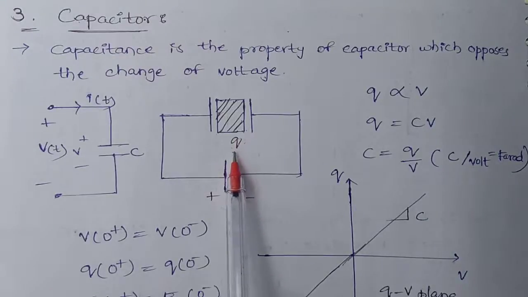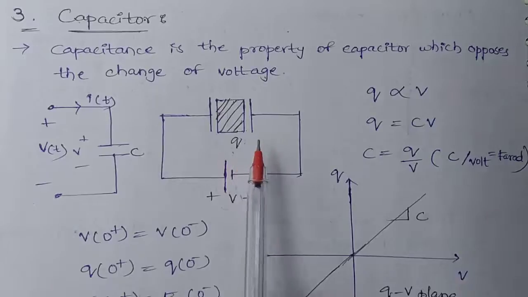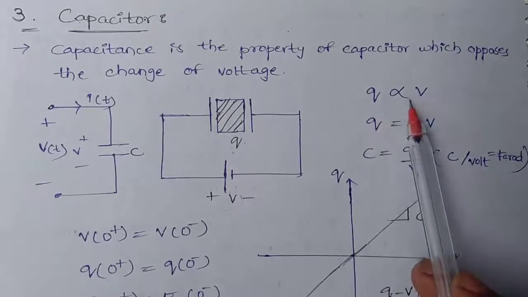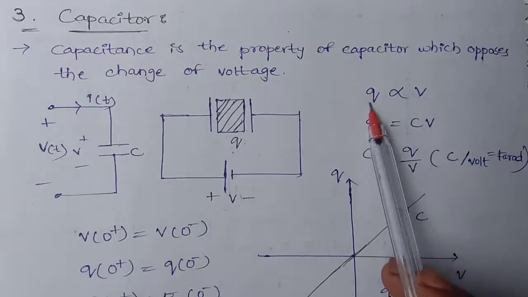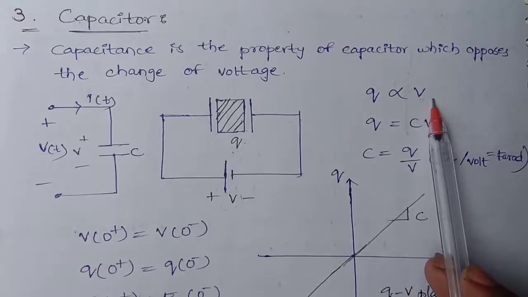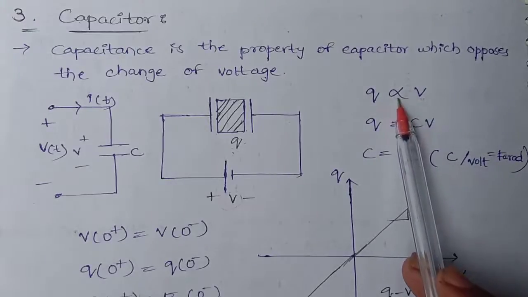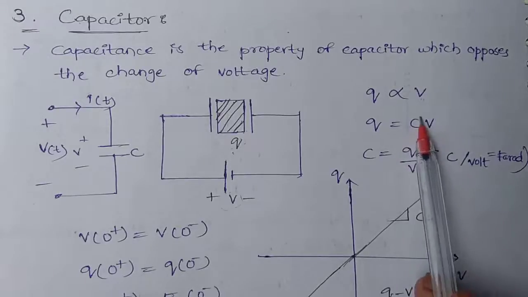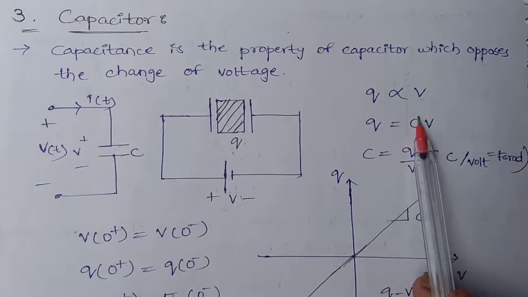That means the greater the charge is, the greater the voltage. That means we can say that charge is directly proportional to voltage, that is Q is directly proportional to V. If I remove this proportionality, we'll get Q is equal to CV. This C is a proportionality constant which is called as a capacitance.